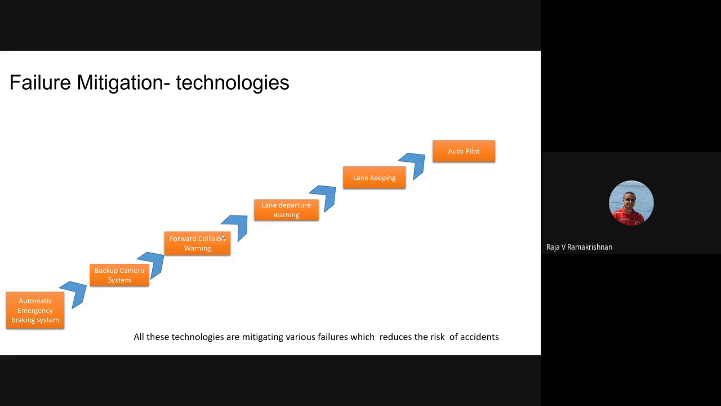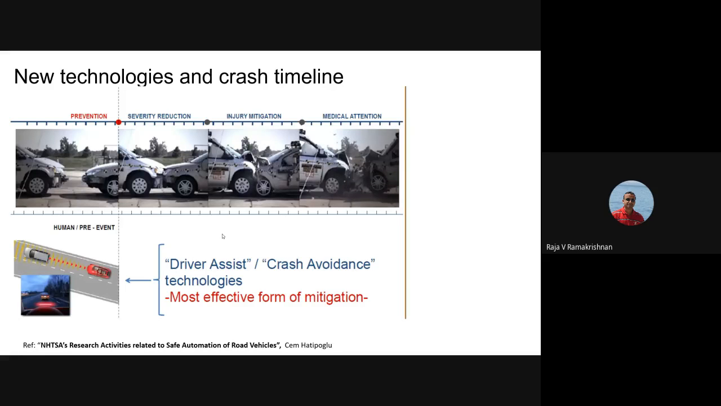Usually if you see the records, human errors are the main cause of an accident. That's very high. Therefore, there are a lot of concepts which we are bringing now on how to reduce that kind of error, so that we are not getting into a failure condition. We already have ABS, backup camera, forward collision warning, lane departure warning, lane keeping, autopilot. These are different features in the vehicle such that the driver interaction is less, the vehicle is taking control, and you don't get into an accident situation. So prevention is the best method.